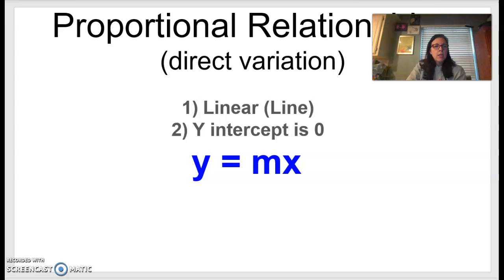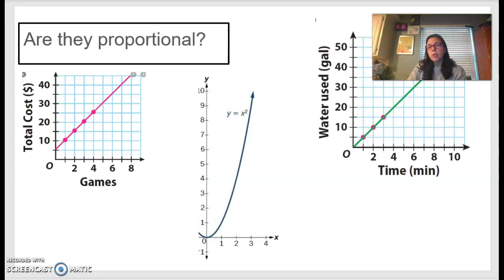All right. So maybe sketch these, but this is just some graphs here. And it's just asking, are they proportional from the graph? So remember, this meets the first criteria, which is that it's a line. Yes, this is a line, but it does not cross through the origin or y equals 0. So this would be no, it's not proportional.